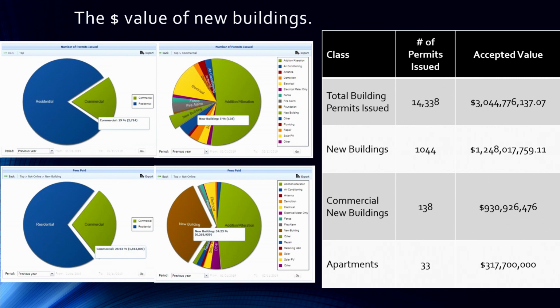So in the year 2018, we had over 14,000 permits issued. Of that, only 1,000 of those permits were new buildings. But that accounted for almost 30% of the entire accepted value of the construction. So you can see that the new buildings have a heavy influence on the economy and the construction industry that's occurring in Honolulu.